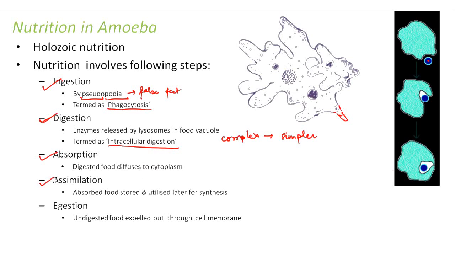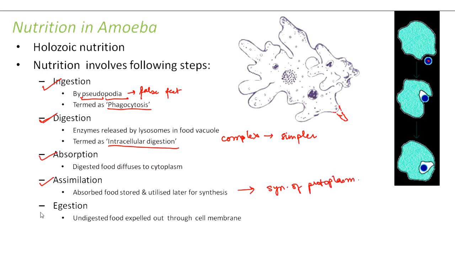Now is assimilation. The absorbed food is stored and utilized later for synthesis. So this absorbed food is stored as fat or glycogen, and it is later used for synthesis of protoplasm. What is protoplasm? It is the living substance of the cell, that is the cytoplasm plus the nucleus. They are together known as protoplasm. So this absorbed food is stored and used later for synthesis, for example, synthesis of protoplasm.